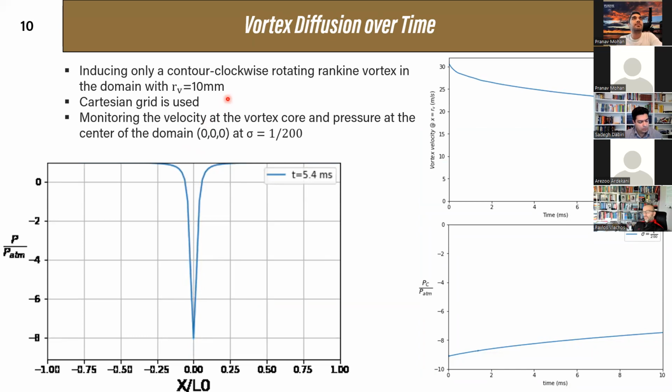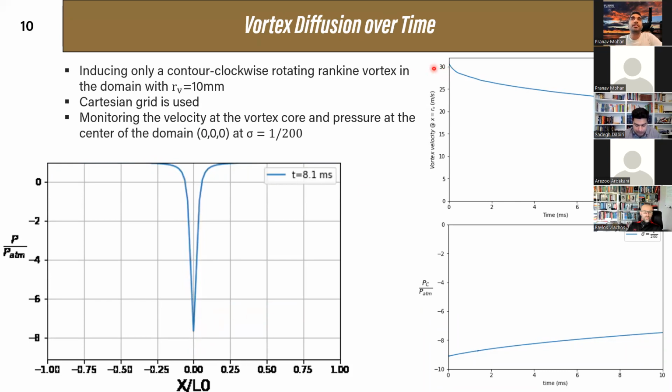So the first thing we do is we induce a vortex in our simulation domain and observe how it diffuses over time without any bubble. So over here, I've plotted the pressure normalized by the atmospheric pressure along the center line of the domain, and as you can see, on the sides the pressure is equal to 1. However, near the center, where we will place our nucleation site, the pressure is negative. And that is why the bubble cavitates.